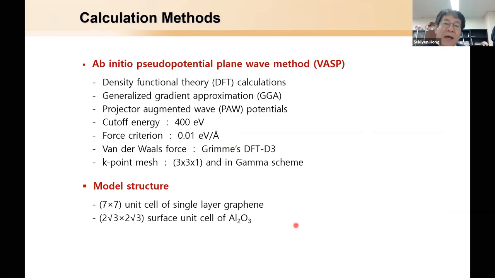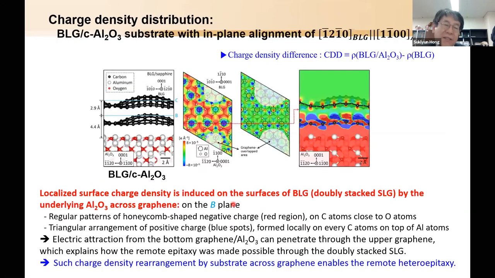excellently. And to understand the underlying mechanism, we did DFT calculations to obtain the charge density distributions. Here we obtained the localized surface charge density induced on the surface of doubly stacked single-layer graphene. And now we focus on plane B and plane C. This is a cross-sectional view of bilayer graphene on the alumina surface. Here we omit the gallium nitride overlayer materials to focus on the charge density redistribution at the interfaces.